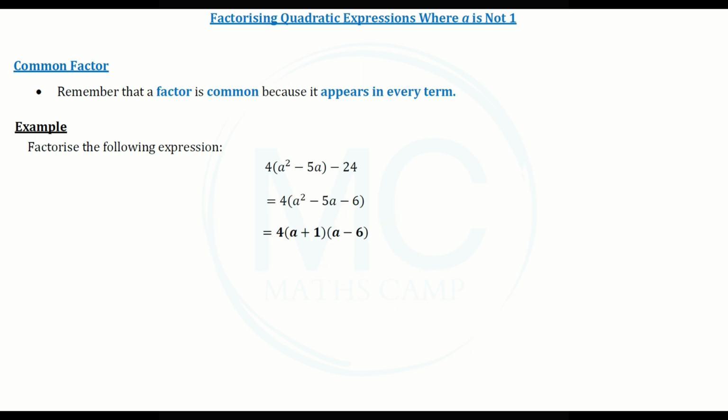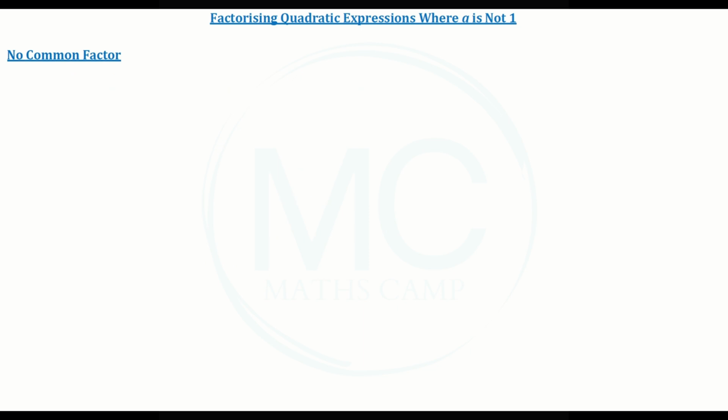But what happens when we don't have a common factor in the quadratic? How do we factorize them? When we looked at the expansion of binomials, we looked at an example like this. We expanded the brackets using the FOIL method, and we added like terms, and we got our answer.